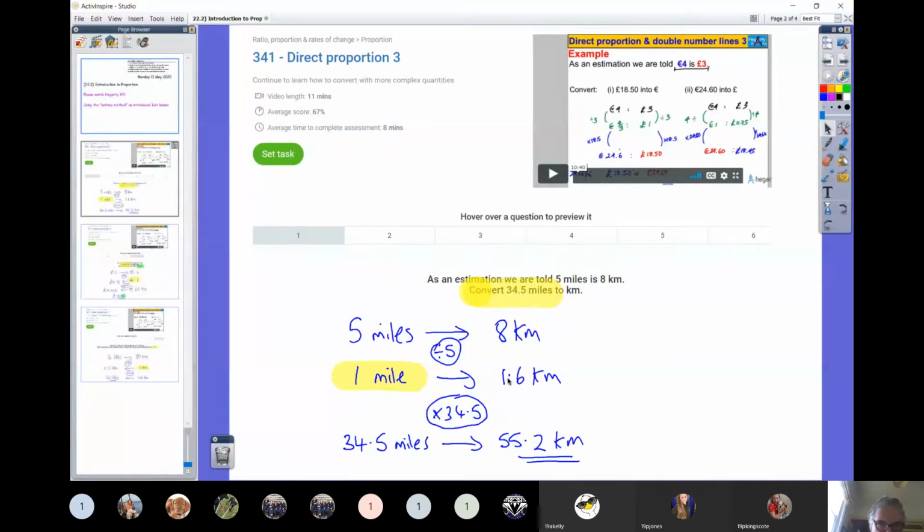Now, once we've got to 1 mile, it's very easy to then convert to 34.5 miles, because we just multiply the left and the right by 34.5. So 1.6 times 34.5 is 55.2 kilometers. Okay, so this was the key bit. We've got the 1 on the left-hand side on this occasion. Now, let's take a look at another question.